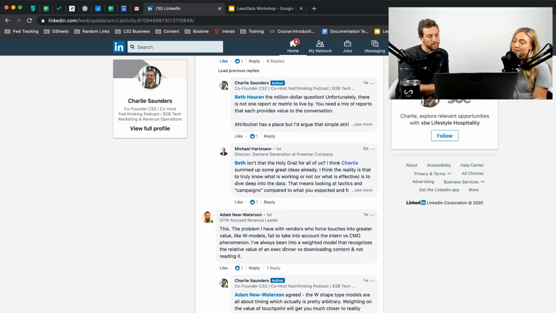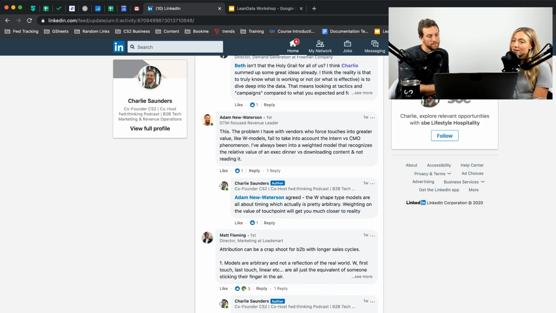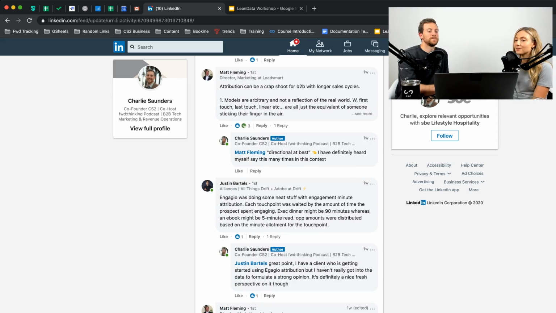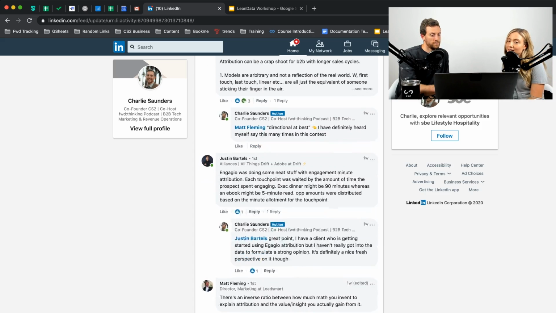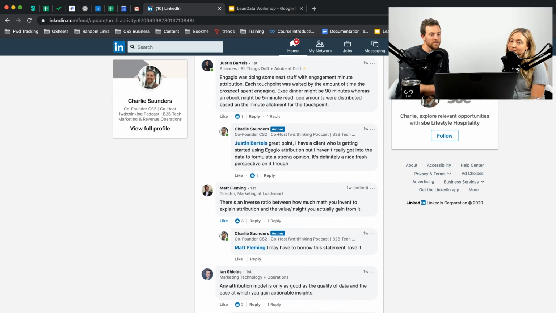Let's see, any final ones? Yeah, I think what one of the comments is saying here is vendors who force touches into greater value, like W models, fail to take into account the intern versus CMO phenomenon. So yeah, you can't really take into account the person as much, like you said. And then I've got a few more here. I remember these now. So this one by Justin up here.